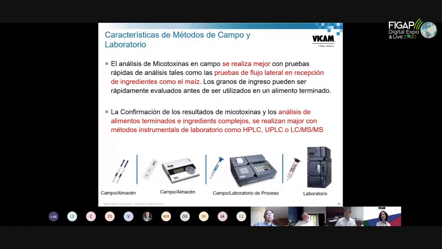G2. The lateral flow strip test reader and the fluorometer gives a reading of total aflatoxin.